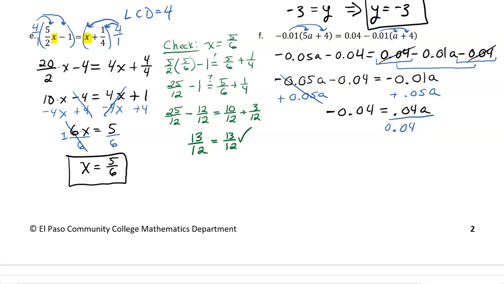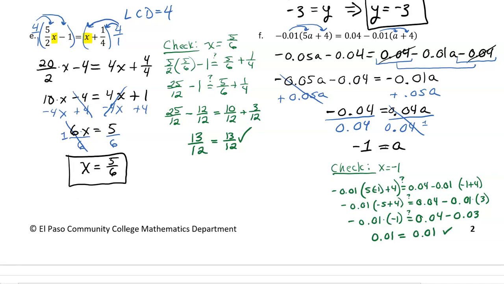Sometimes we need the zeros in front, sometimes we don't. So that's just a matter of preference there. But I'm going to divide away on the right-hand side to get my coefficient of a is just a 1. Right, I'm left over with just a on the right-hand side. But what I do to one side, I have to do to the other. And then this side, negative 0.04 divided by 0.04 gives me a negative 1. And if I do the check, we can see that yes, it does check out. So there we have our answer.